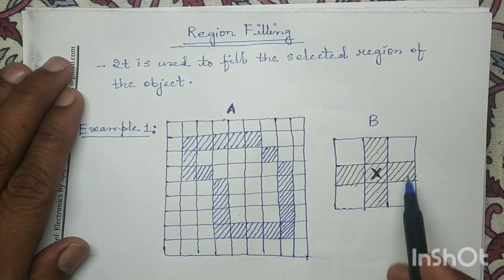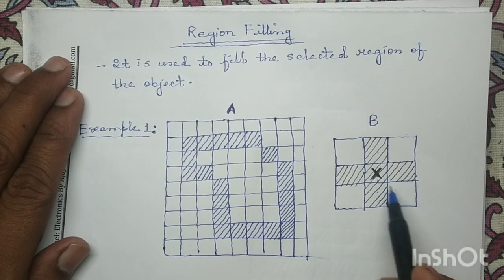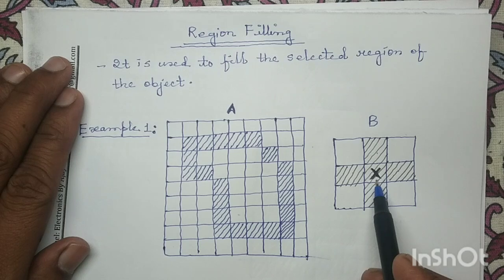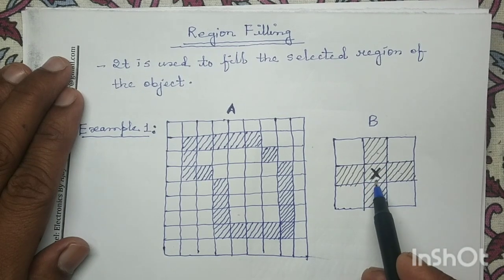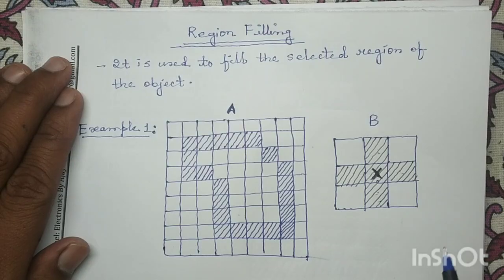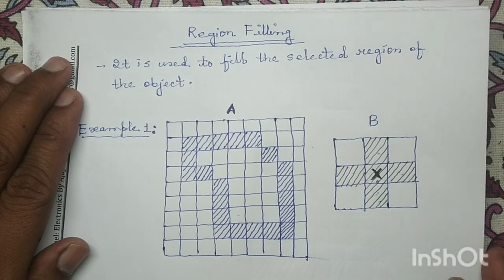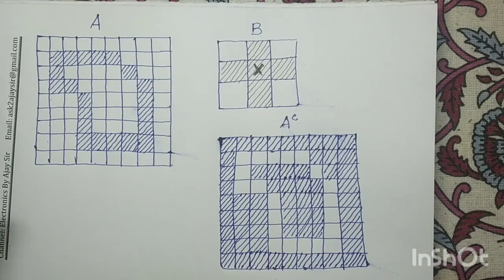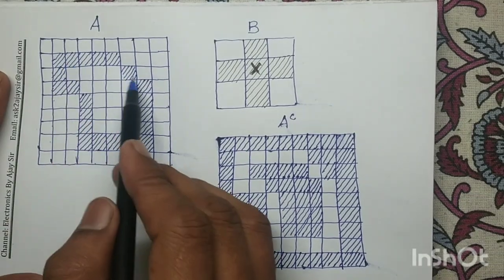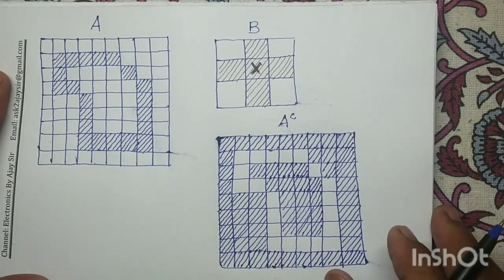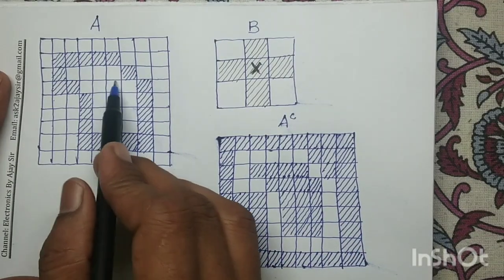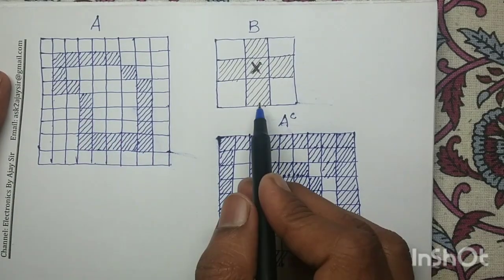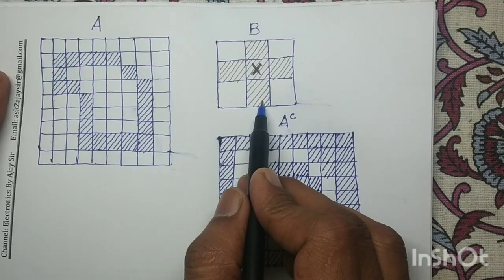So look at the structuring element B. In the structuring element B, the center pixel is shaded, and we have considered the 4 neighborhood pixels of this center pixel. So let us discuss the step-by-step procedure of region filling operation. So once again, this is the boundary of the object and this is the hollow region which we have to fill by using this structuring element B.